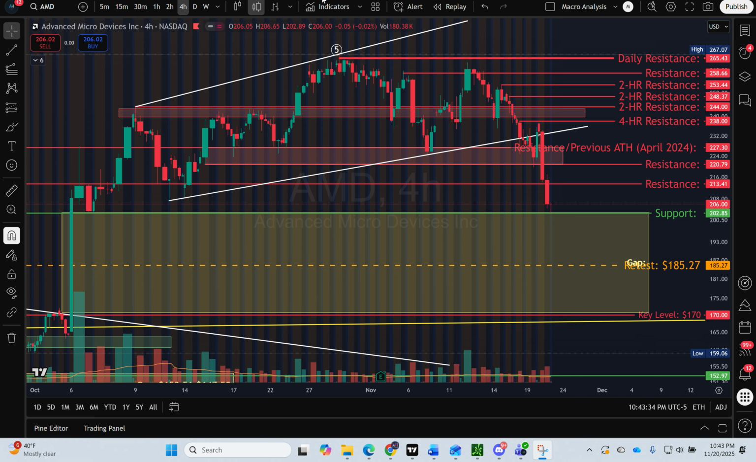We could go to 185.27 or 170 to fill that gap, and we're still targeting that gap down to 185, 170 if we are to break $202 on AMD. So that's what I'm looking for next. But we could see another push up here and rejection off of that 220 area and continue to move lower and break that 202 support region. So that's what I'm looking for on AMD.